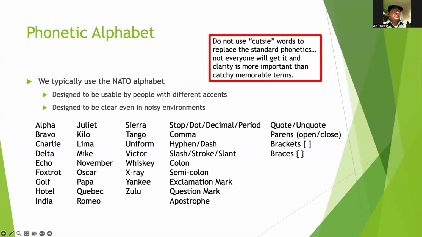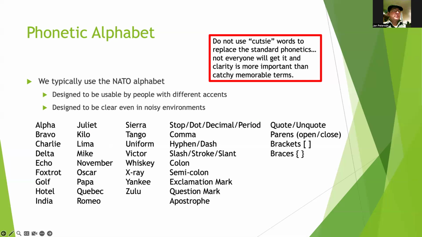Anyway, okay. One other thing that we're going to talk about is the phonetic alphabet. In amateur radio we typically use the NATO alphabet, and this alphabet was agreed upon by the ITU, which is the International Telecommunications Union. All of the countries that are signatories to the ITU agree to use the NATO alphabet. And the NATO alphabet was created specifically so that it would be easy to use, understand, and be heard and understood by people with different accents and different native languages.